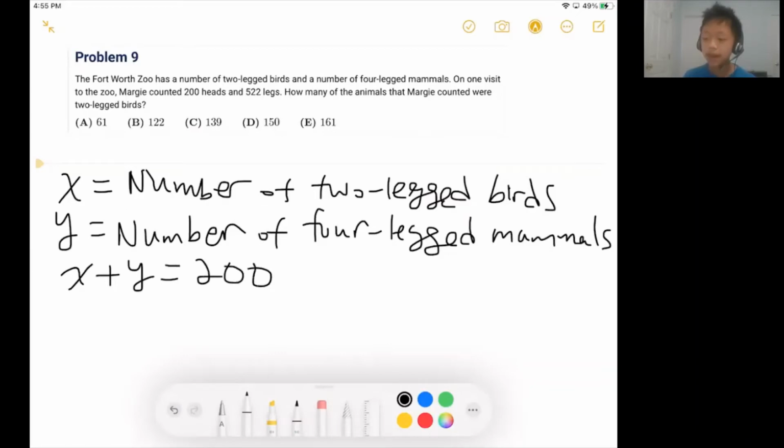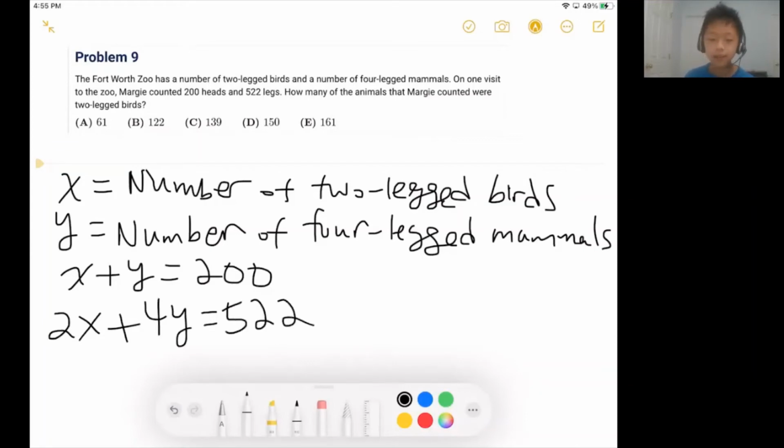And we're given that the person also counted 522 legs. So if each bird has 2 legs and there are x birds in total, then there will be 2x legs that the birds contribute, right? Similarly, if each mammal has 4 legs and there are y mammals in total, then there are going to be 4 times y legs that the mammals contribute. And we're given that this must equal 522.